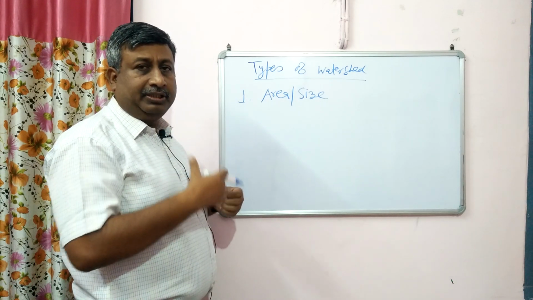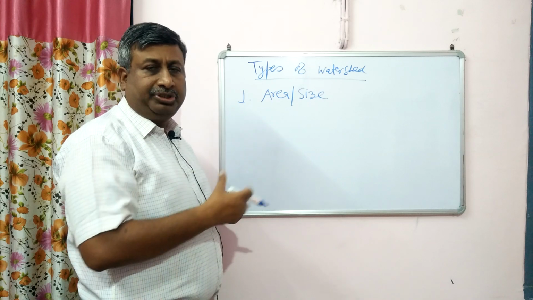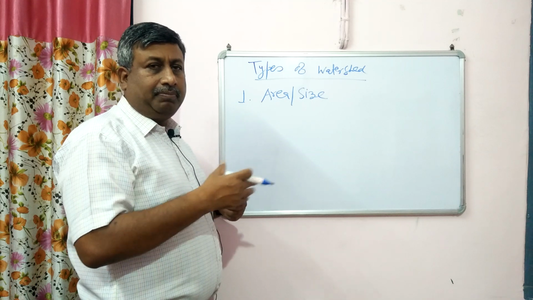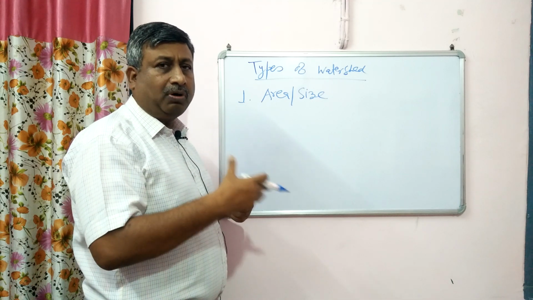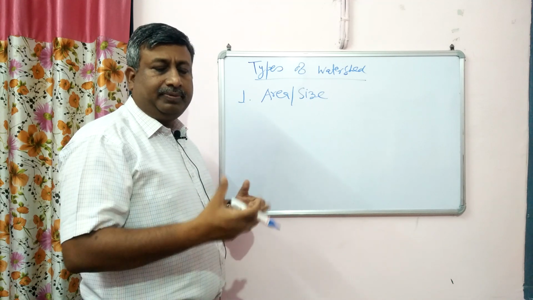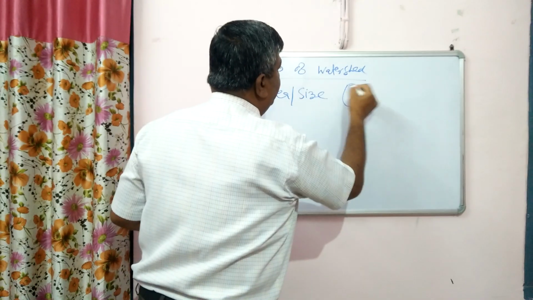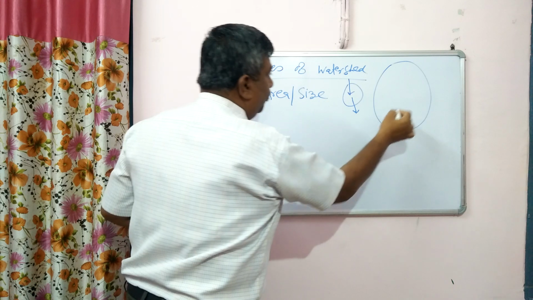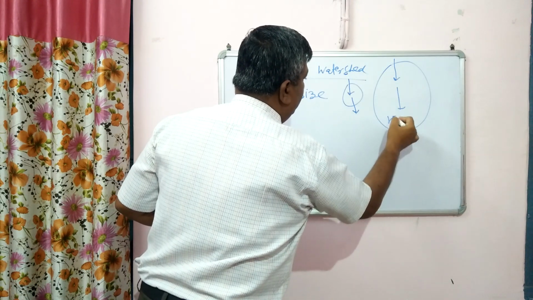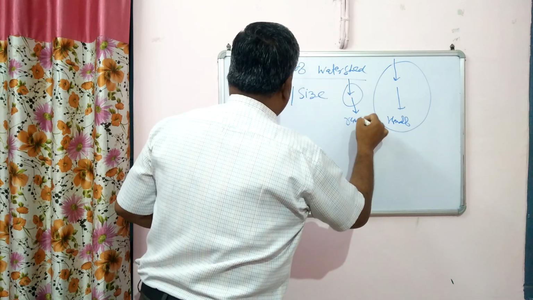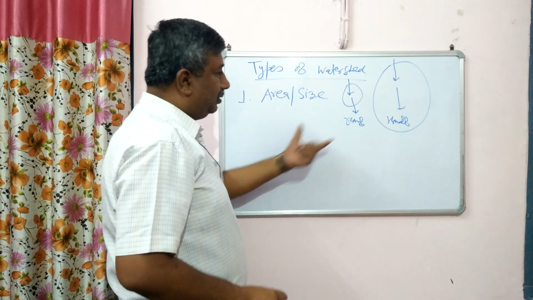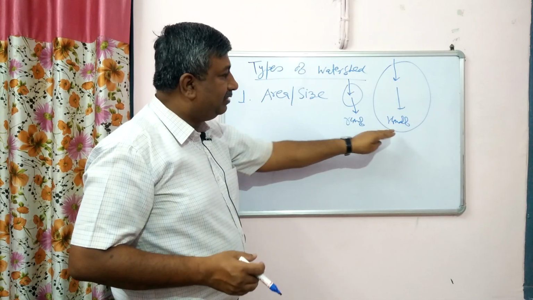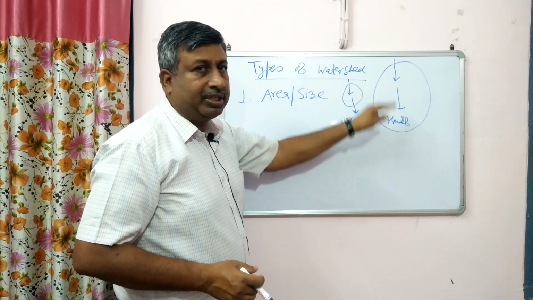Because if the area is large, there will be more heterogeneity, more precipitation, more vegetation, more area under roads and buildings, and it will generate more runoff. Suppose this is a small area and this is a large area. If there is a rainfall, both will produce runoff, but in a small watershed the amount of runoff is less, while in a large watershed it is large. That's why it is very difficult to handle a large watershed.